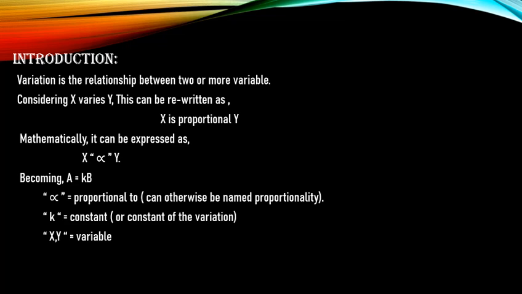Considering x varies y, it can be rewritten as x is proportional to y. Mathematically, it can be expressed as x is directly proportional to y. That's x with this sign, the proportional sign, to y. There's always a constant in variation, either k or c, because that's the most used constant in variation. It can also be named as proportionality. k is the constant, x and y, or a and b, are the variables.